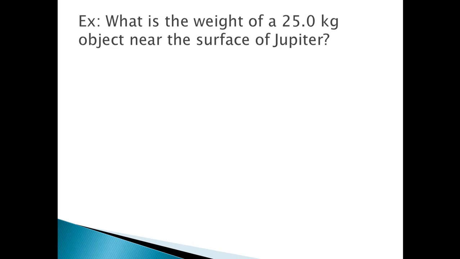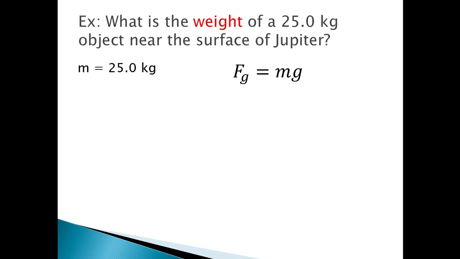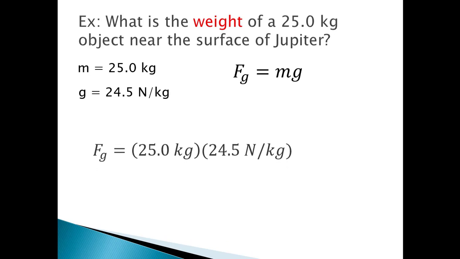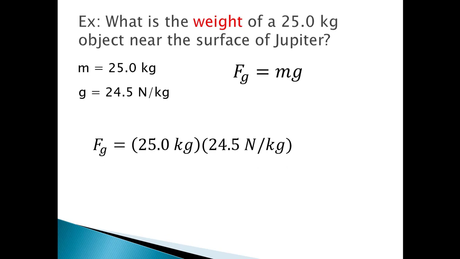Now, what if we're on Jupiter? Okay. Now, again, we're looking for the weight. So what is our weight on Jupiter? What is the force of gravity acting on us at Jupiter? The mass is still 25 kilograms, and we still use the same equation. The force of gravity, or the weight, is equal to the mass times the gravitational constant. But in this case, since we are not on Earth, we're not going to use 10 as our gravitational constant. We're going to use 24.5. So again, we're going to plug in those numbers. 25 kilograms times 24.5 newtons per kilogram. We're going to get 612.5 newtons.